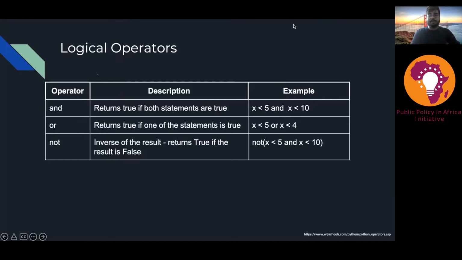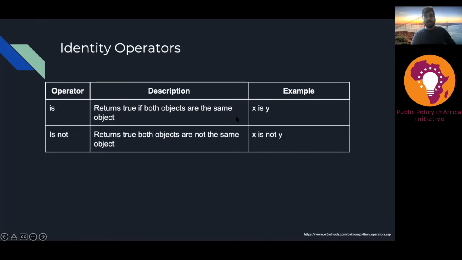So moving on, we have identity operators. So these are very straightforward. So if x and y are the same exact objects, the is operator will return true, and the is not operator will return false, and vice versa in the other situation. Does the identity operators make sense to everybody?